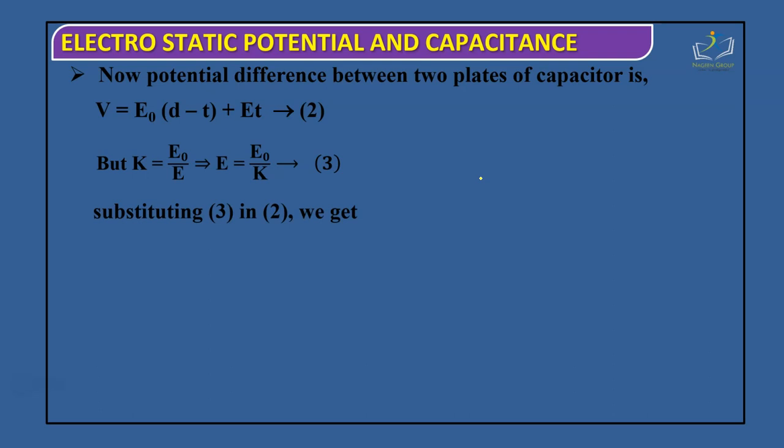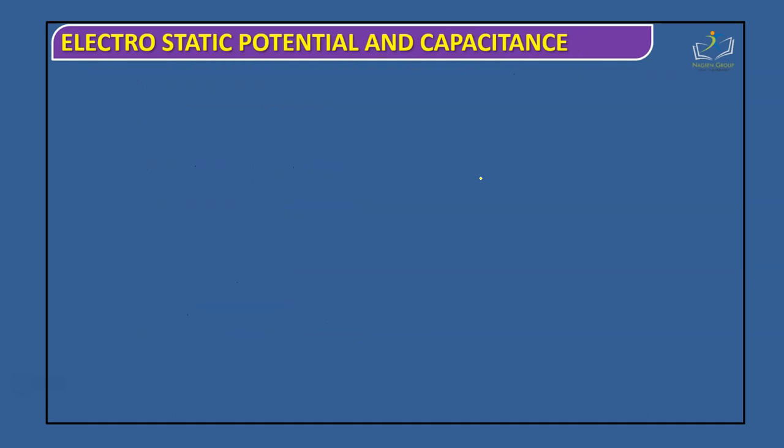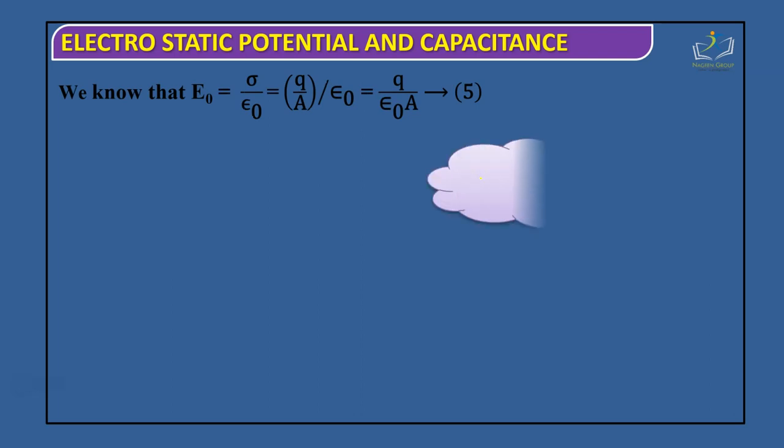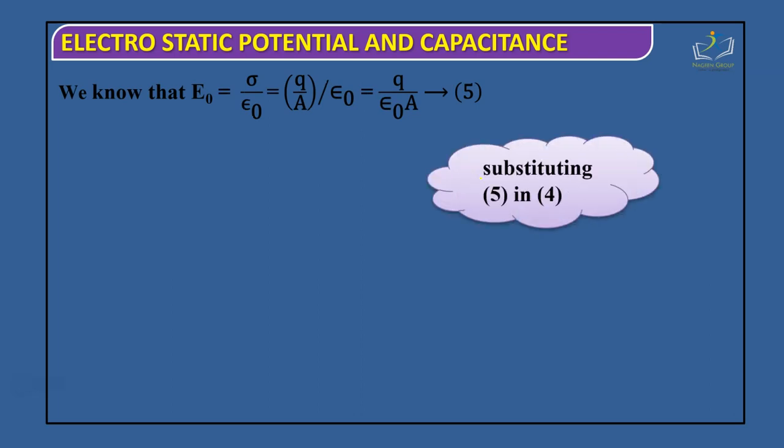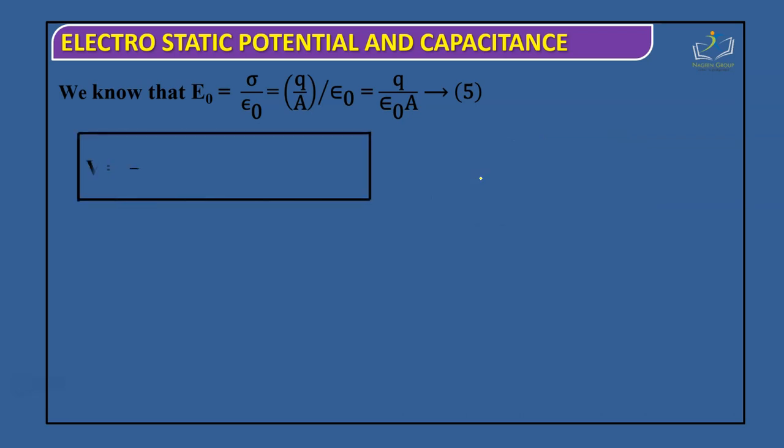Substituting the value of E from equation 3 in equation 2, we get V equals E naught (D minus T) plus E naught by K into T. Taking E naught common, V equals E naught (D minus T plus T by K), which I am assuming as equation number 4. We know that E naught equals sigma by epsilon naught. Putting in these values, we get E naught as Q by epsilon naught A. The final result is V equals Q by epsilon naught A times (D minus T plus T by K), which is equation number 6.